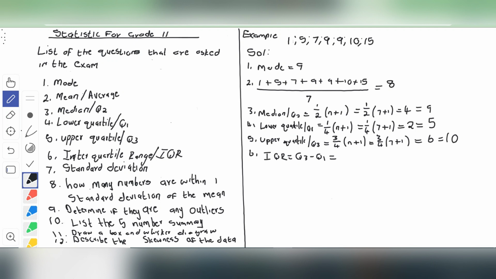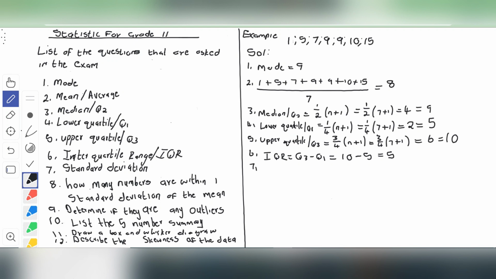What is our Q3? We can see that our Q3 is 10 minus, what is Q1? Our Q1 is 5. Therefore, the interquartile range is equal to 5. Right? So, we are done with the interquartile range.